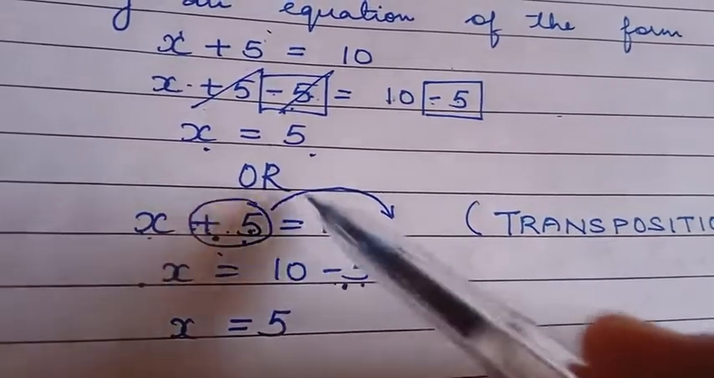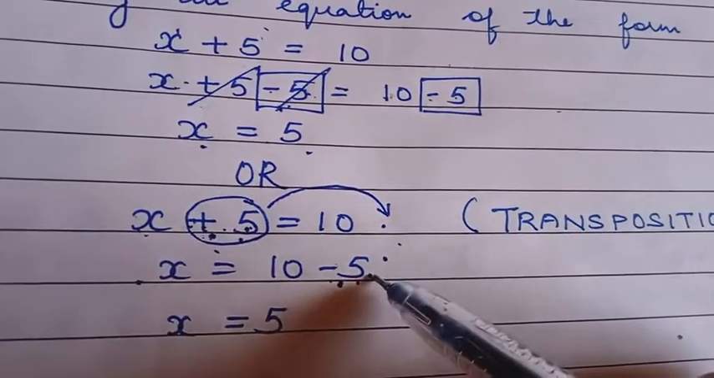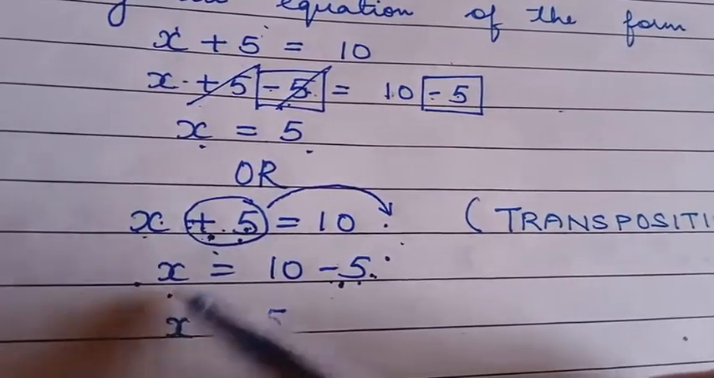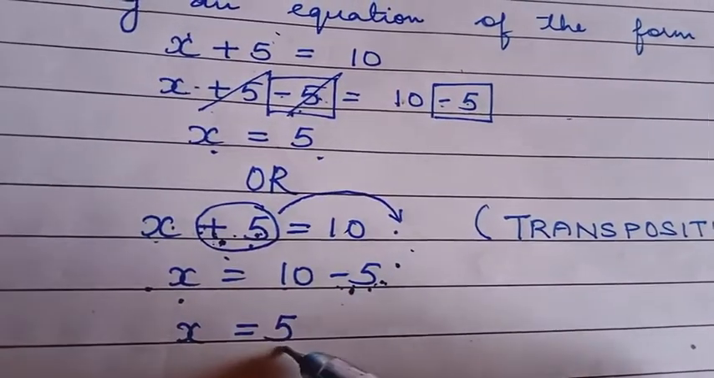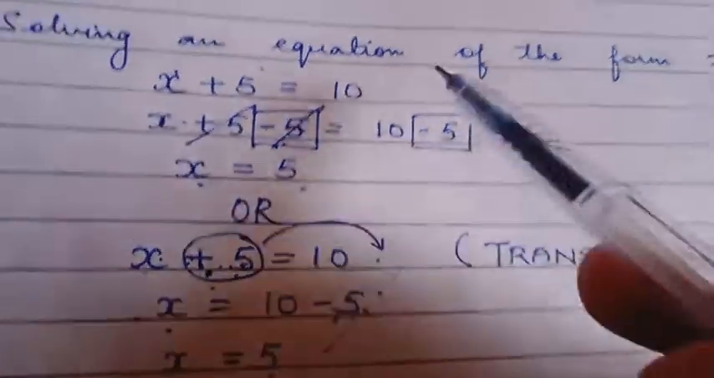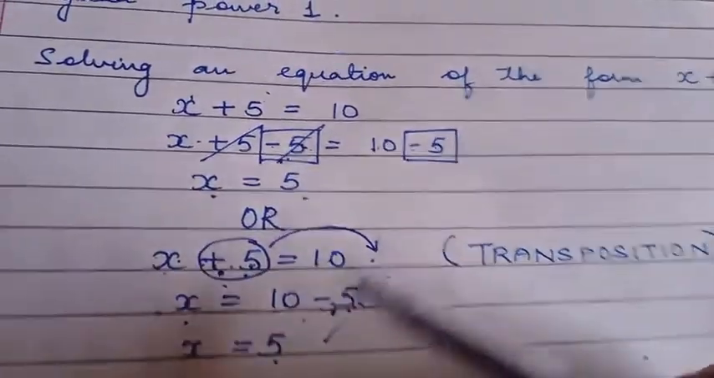So now plus 5 is not there here because it is shifted. So x will remain as it is. 10 plus 5 becomes minus 5. So 10 minus 5 is 5. Okay, so the answer will be the same in both cases.